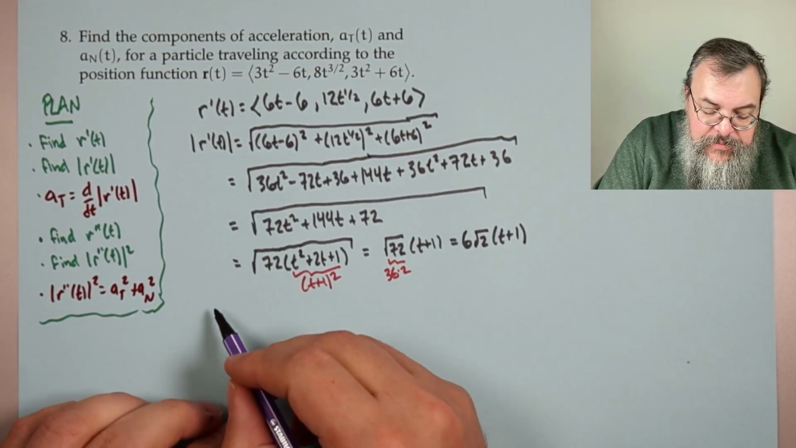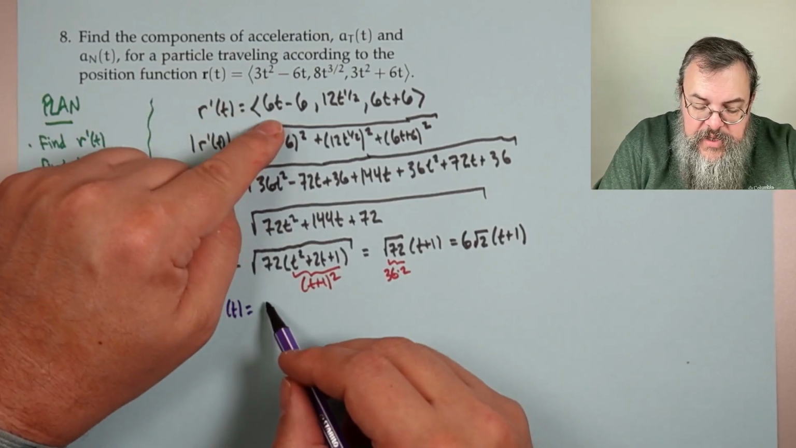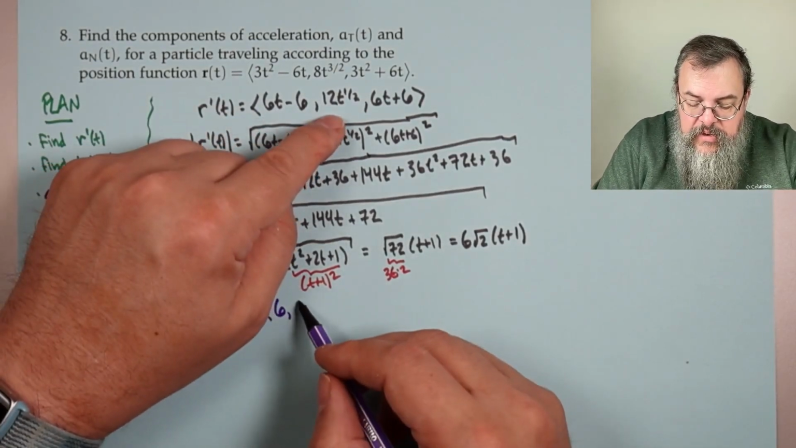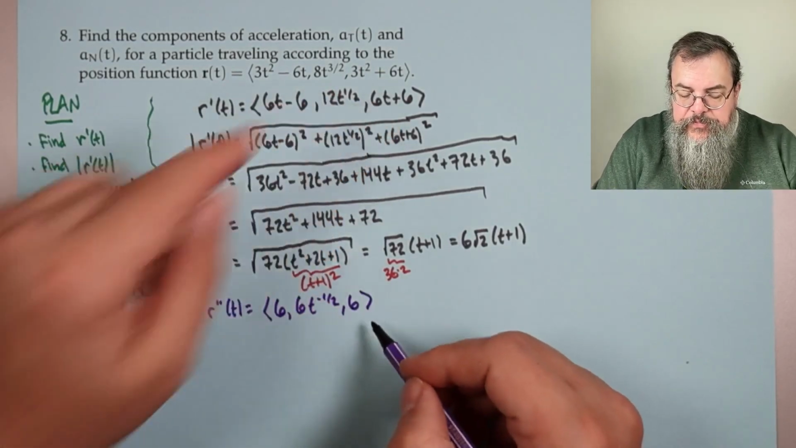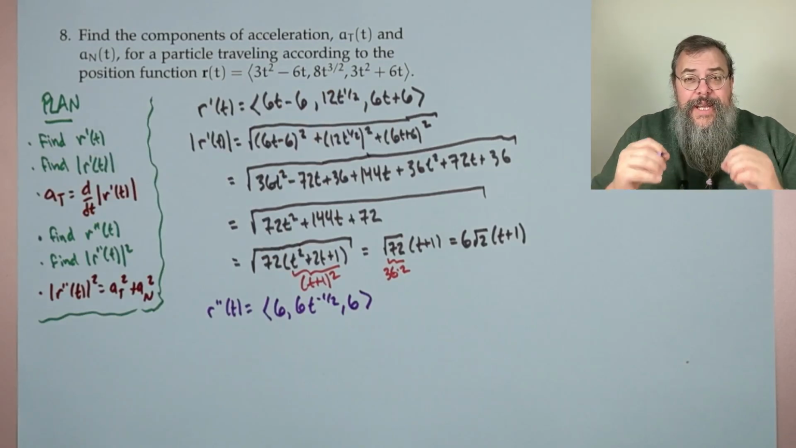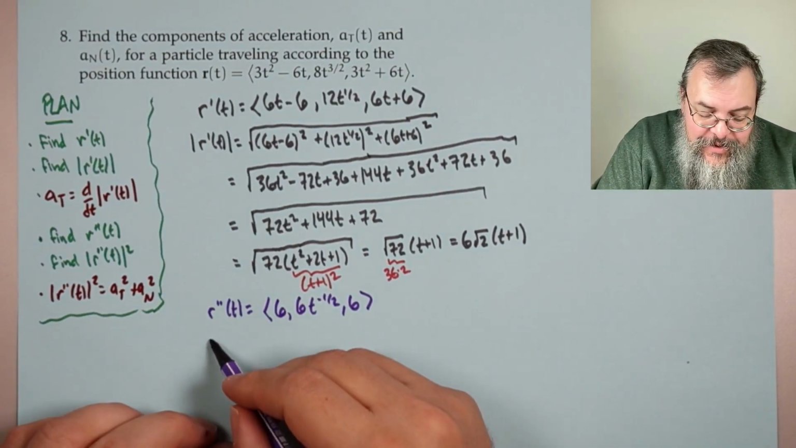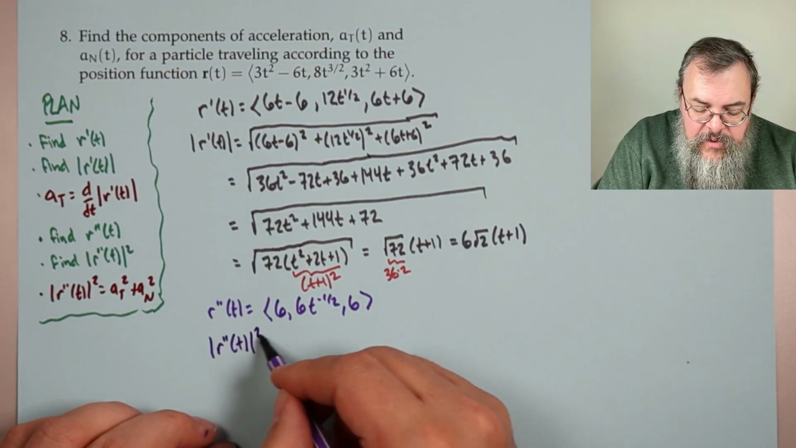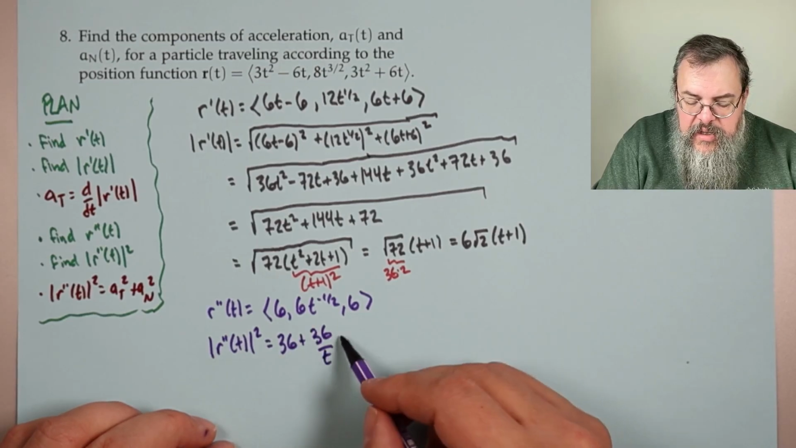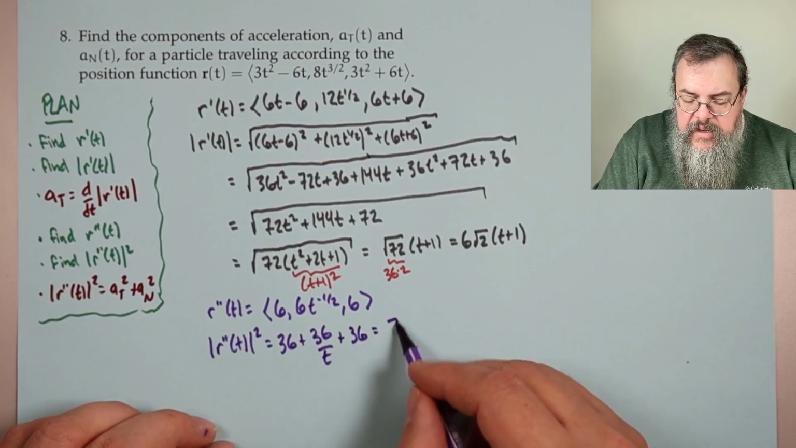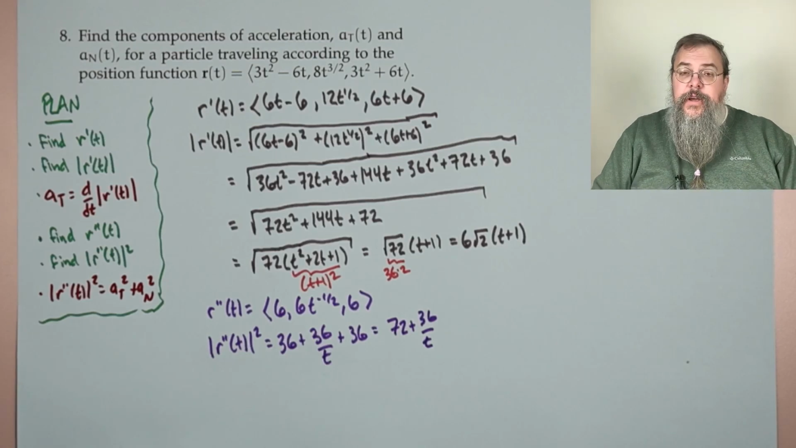Okay, so r double prime of t. So take the derivative of the derivative. We get 6 t to the minus 1/2 and 6. Now, the good thing is we don't really need the magnitude of r double prime. We need the magnitude of r double prime squared. So the magnitude of r double prime squared, well, that's going to be 36 over t plus 36. Or if you like, that's 72 plus 36 over t.